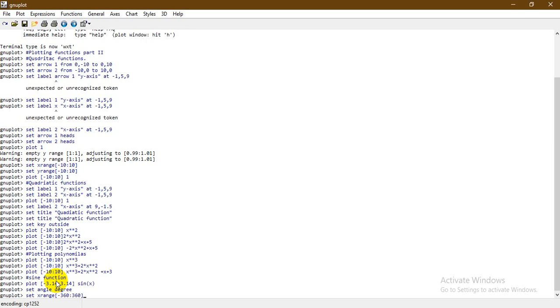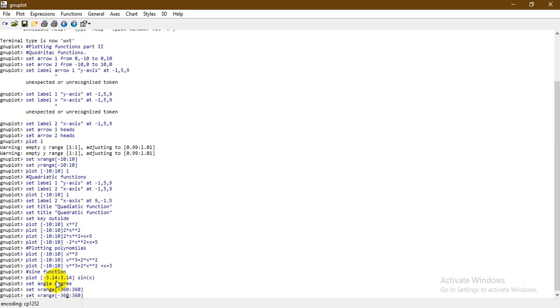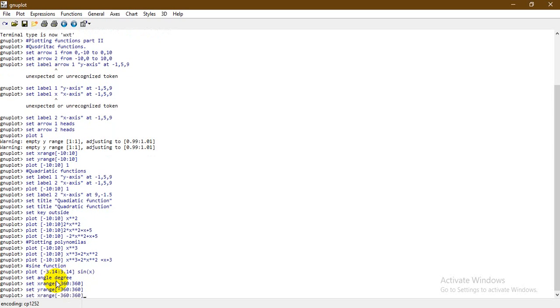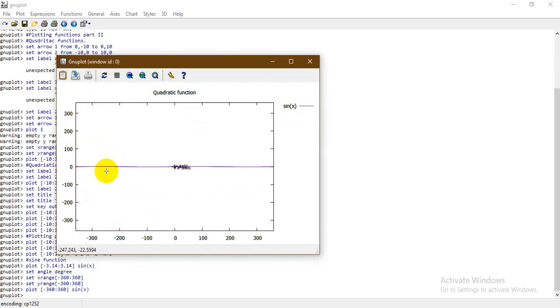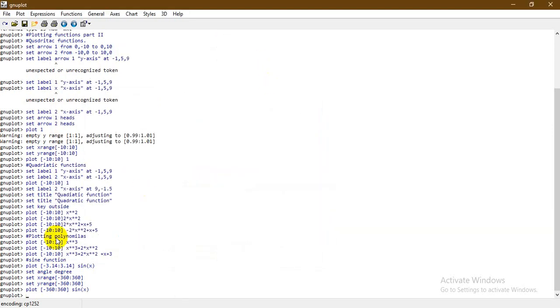I'll close it. Now I'll also set the y range similarly to that. Then I'll plot now with a range which is between -360 degree and 360 degree. So when I plot this, I have this curve. The curve is not well seen because the range here is too far. So a point to note is that the curve is not well seen because of the y range.